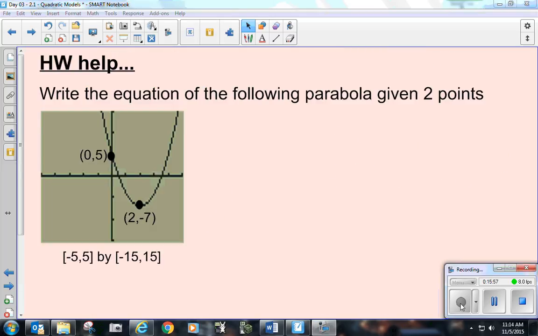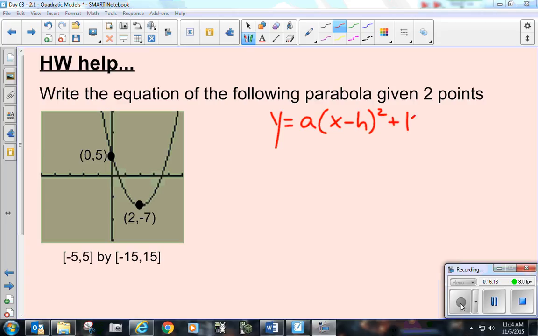Here we go. Now, you will see something like this in your homework. Let's write an equation for the following parabola given 2 points. When you think parabola, you think the standard form, ax squared plus bx plus c. But if we think of the vertex form, y equals a times x minus h squared plus k, and we have 2 points, that is going to make life so much easier.